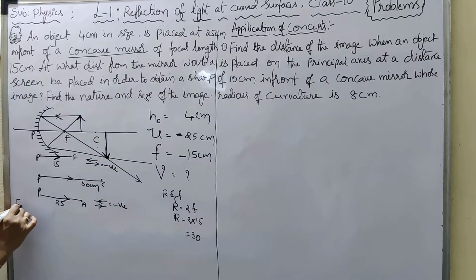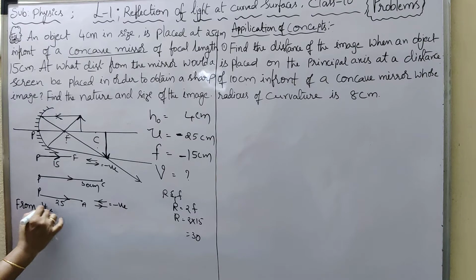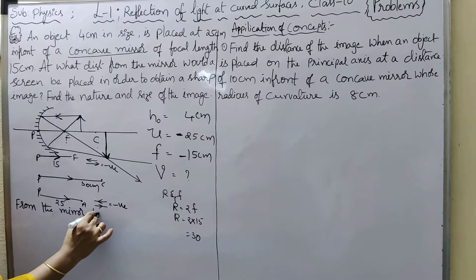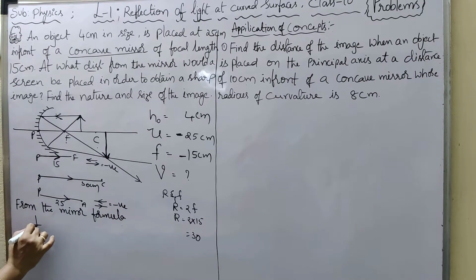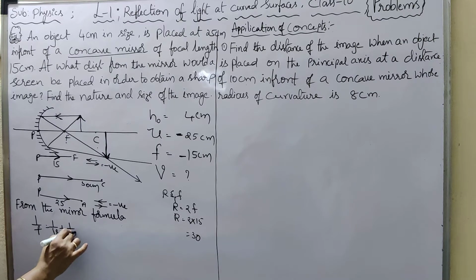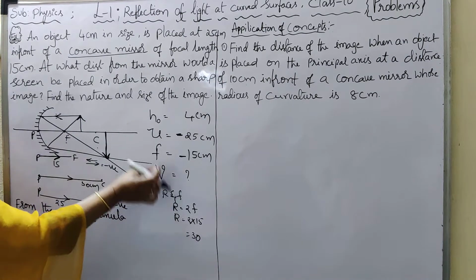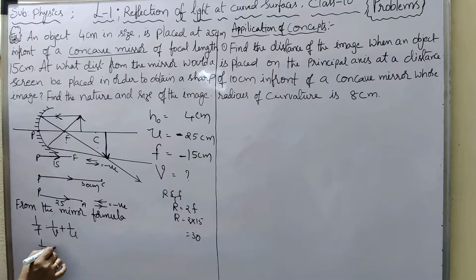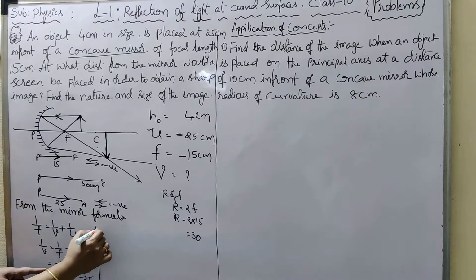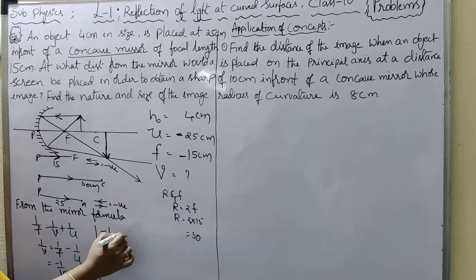Now from the mirror formula, how will you find out the V value? From the mirror formula, what is that? 1 by F is equal to 1 by V plus 1 by U. Now you want the value of V. So just take 1 by V this side and bring this U this side. Then it becomes 1 by V equals 1 by F minus 1 by U. Substitute the values. 1 by F means minus, so I will write it as minus 1 by 15, minus 1 by U means how much? Minus 25. Minus of minus 25, so minus 1 by 15 plus 1 by 25.